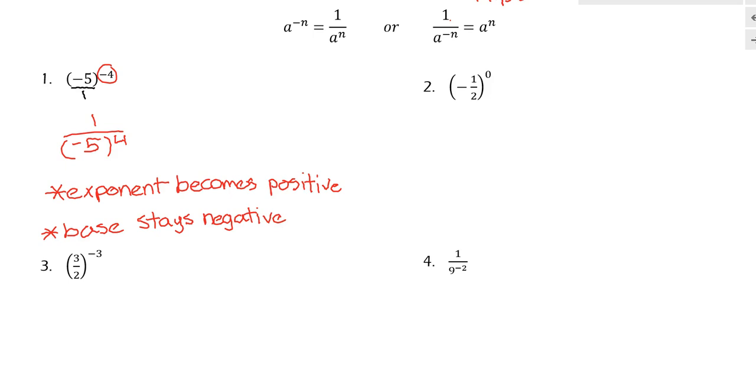All right, looking at number 2, negative 1/2 to the 0. So I do have a negative base, but that doesn't matter. We only have the exponent's negative. Looking at my exponent, I have a 0 exponent. Anything, it doesn't matter what it is, with a 0 exponent becomes 1. And that's it.